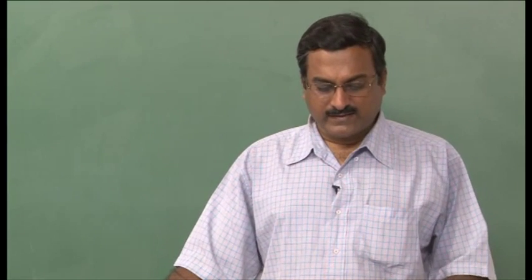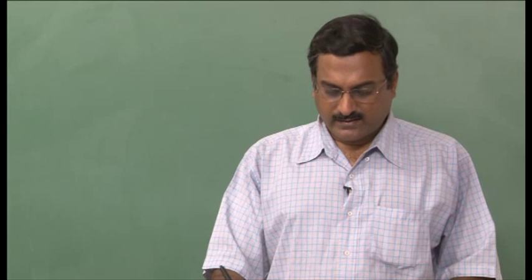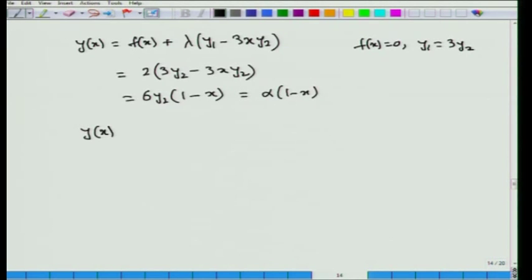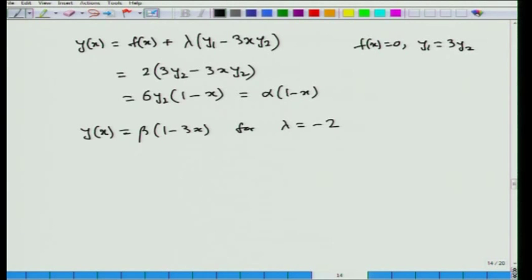And proceeding in a similar manner, we can find that y(x) is equal to beta times (1 minus 3x) for lambda equal to minus 2, where beta is any arbitrary non-zero quantity, and therefore, we can say that 1 minus x and 1 minus 3x are eigenfunctions corresponding to the eigenvalues lambda equal to 2 and lambda equal to minus 2 respectively.